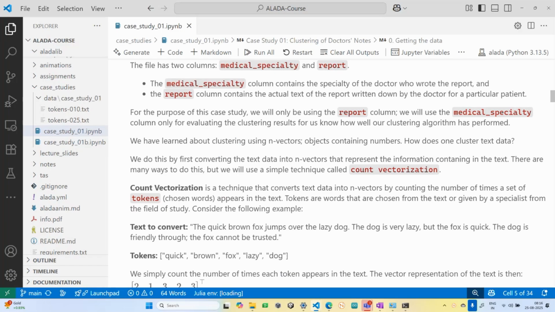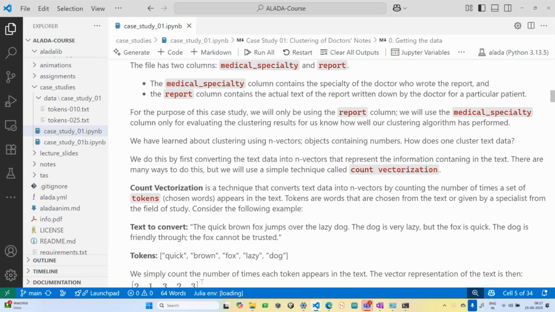K-means, right? But the K-means algorithm was something that worked on numbers, not text. So if you had n vectors, we can simply run the K-means algorithm by choosing the K that you want, and then see if you get clusters that look meaningful. But the problem is the reports are text data.